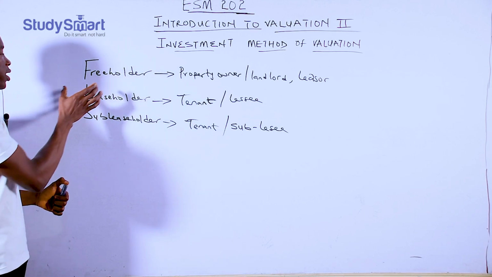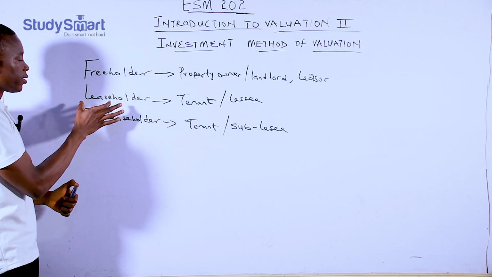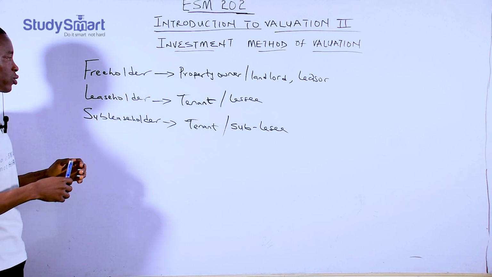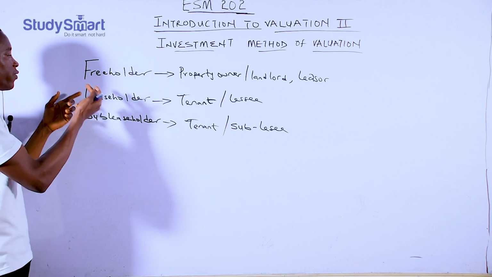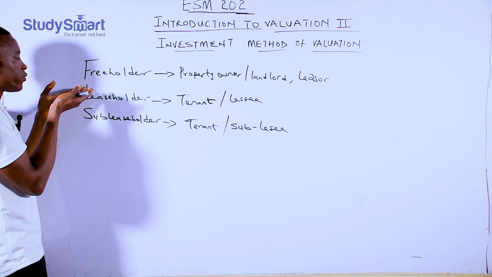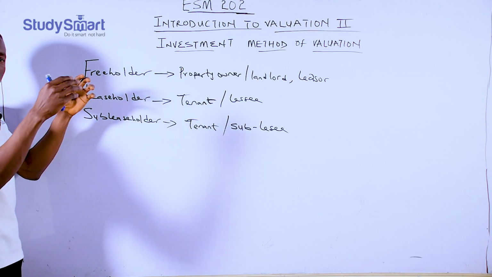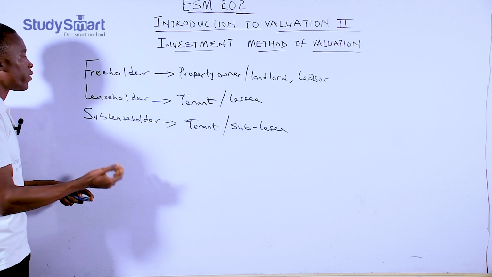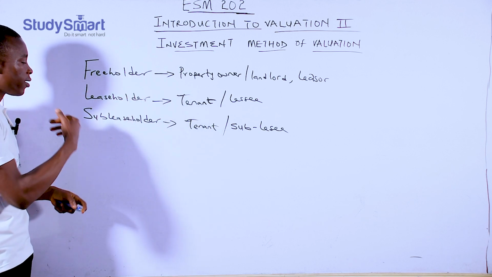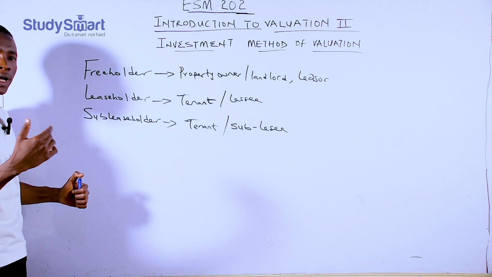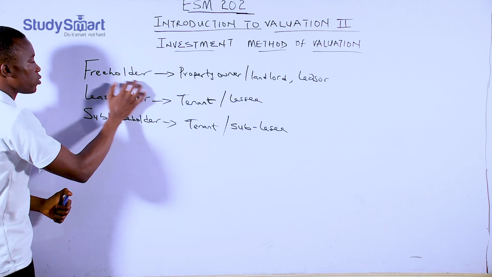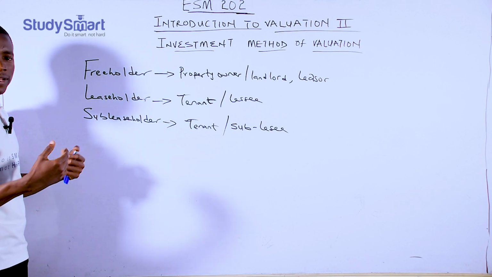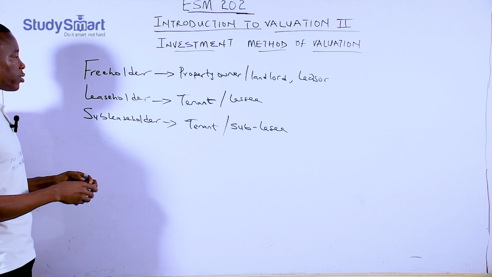Then note, once I take care of how to value for the freeholder, the leaseholder, and the sub-leaseholder, in your exam question, they may not give you a question that will just be that you should value for the freeholder alone. The question will encompass the whole party. That is, the question will tell you to value for the freeholder, value for the leaseholder, value for the sub-leaseholder. But once you know how to go with your freeholder question, then you know how to go with your leaseholder and your sub-leaseholder, you won't have any problem solving a question like this.